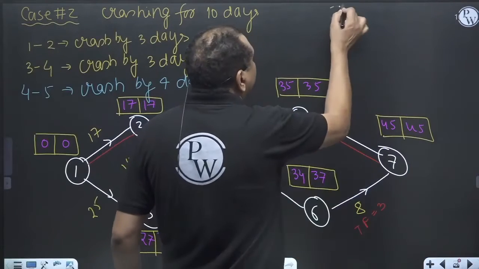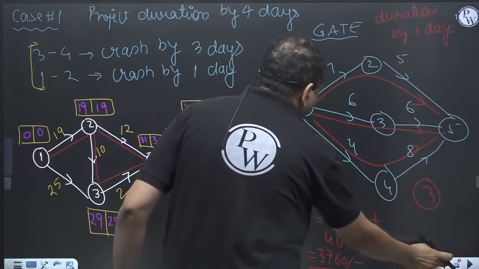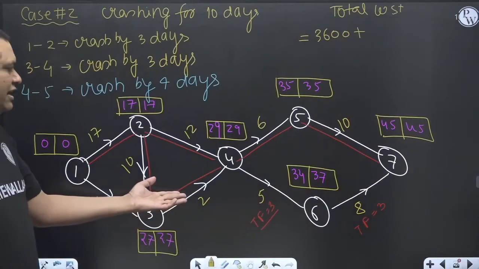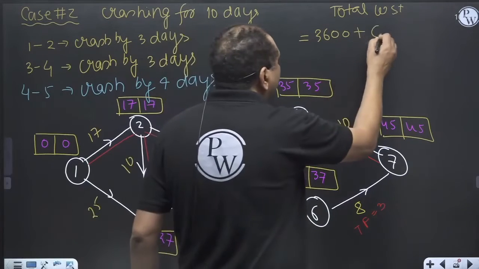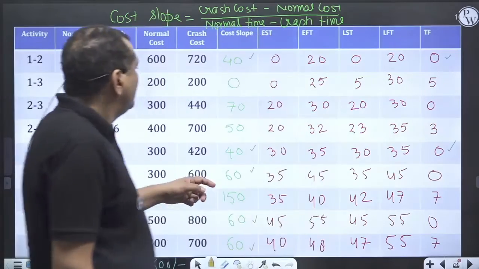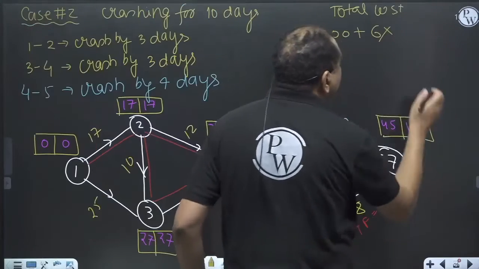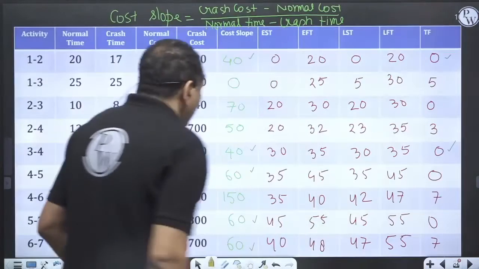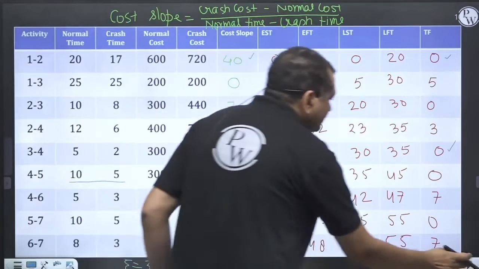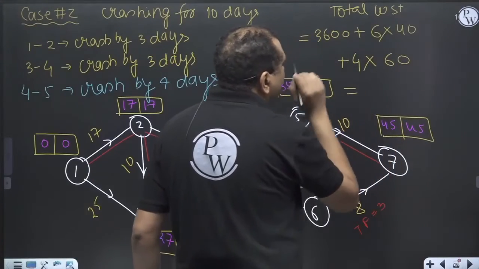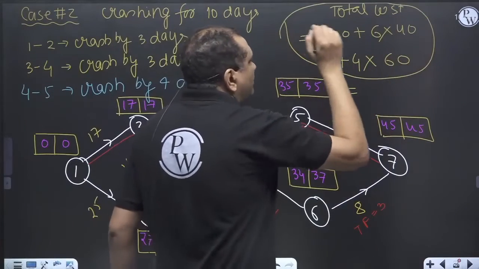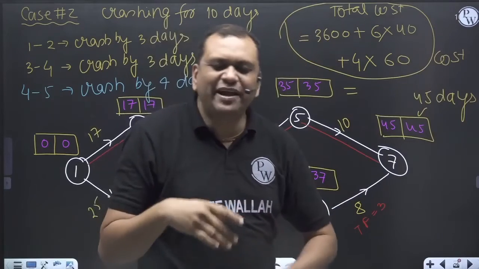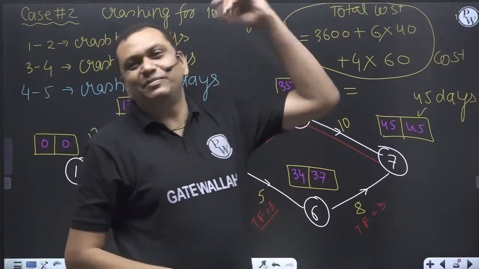So now here the total cost will be: 3600 is the normal cost. 3 units I have crashed here, 3 units here, 6 units. And how much was the crash cost per unit? 40. 4 units I have crashed activity 4 to 5, and the crash cost per unit for 4 to 5 is 60. So that is the total cost. Project duration is 45 days. So by crashing, we are decreasing the project duration and we are increasing the project cost. We have to sacrifice somewhere.